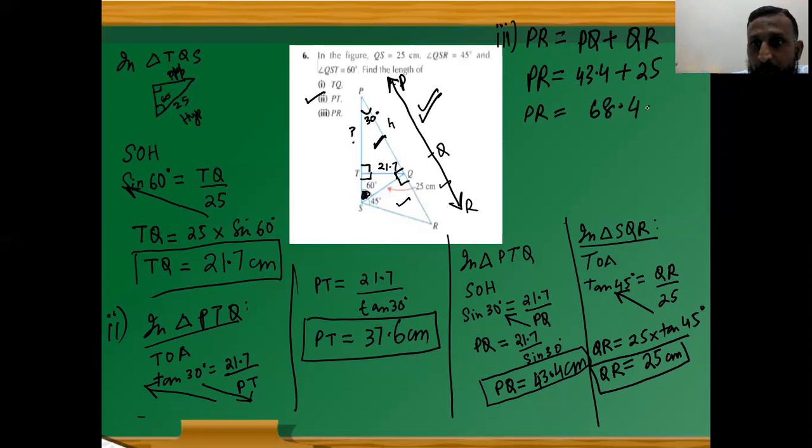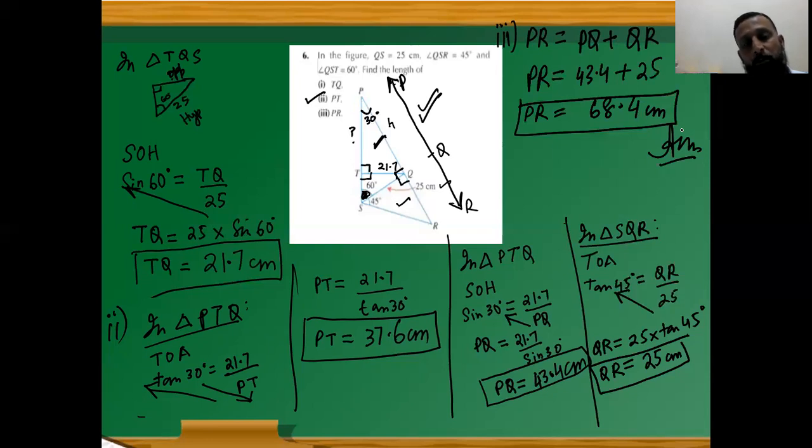68.4 centimeters. This is our answer number 3, boys and girls. All right. So hope this is clear to you. This was a very simple question. It was a big triangle given to us. Basically, the big triangle is a composite figure. It contains three more triangles. All three triangles are right angle triangles.